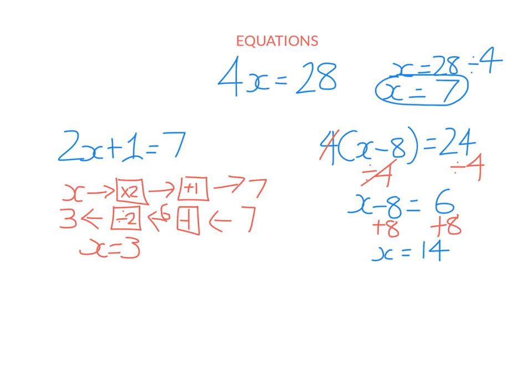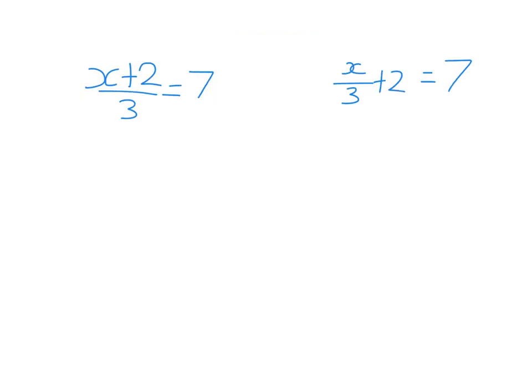All right, let's look at some involving fractions. So let's look at these two equations that have the same numbers and the same operations in them, but they'll actually have different answers. The reason they'll have different answers is the order of operations is different. So if you do the wrong order of operations, you will get the wrong answer. In this one here, I've added 2 first, then divided by 3. Here I've divided by 3, then added 2.